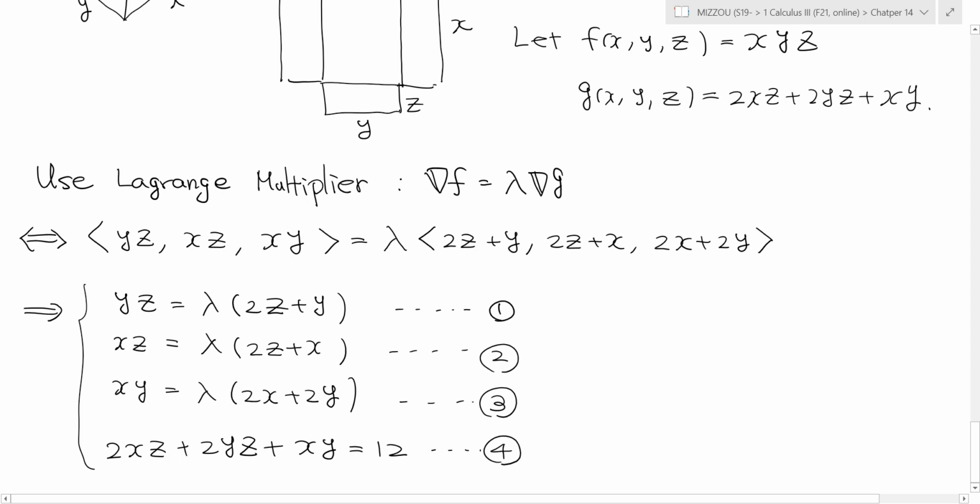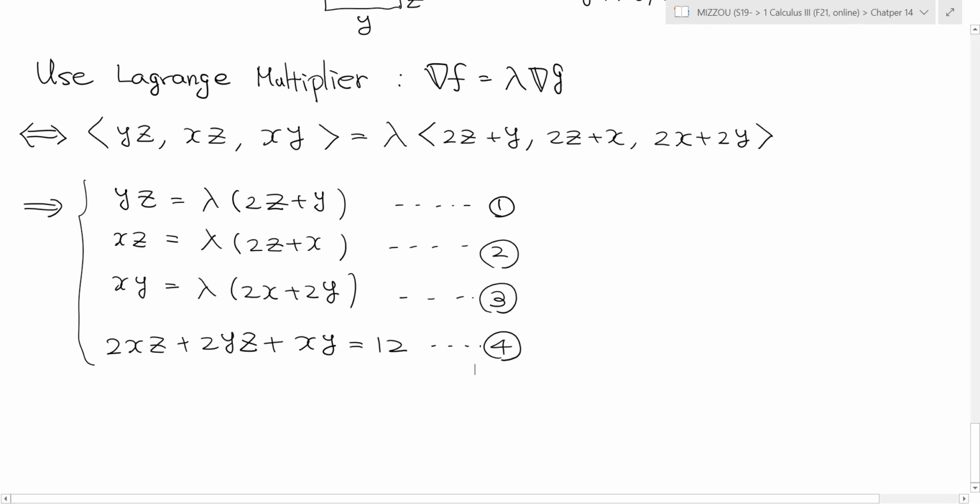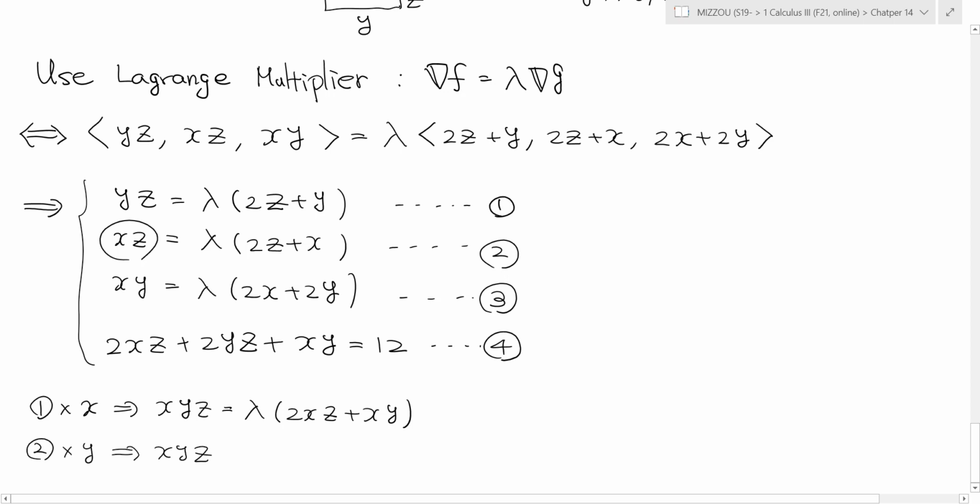Now, we have set up the system of equations, and the difficult part is to solve this. In this case, the equations are almost symmetric between x, y, z. Well, indeed, it's symmetric for x and y, but not for z, but it's almost symmetric. And therefore, one way to solve this is this. Let's multiply x to the first equation, and you get xyz is equal to lambda times 2xz plus xy. And you can similarly get xyz by multiplying y here, and this is equal to lambda times 2yz plus xy.